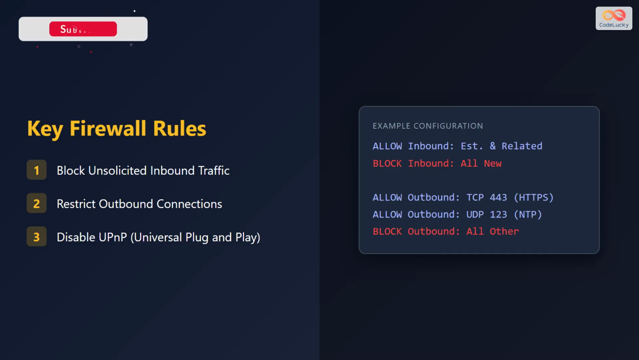To make a firewall effective for IoT, you need specific rules. You should block all unsolicited inbound traffic, meaning nothing from the internet can initiate a connection to your toaster or camera. You should also restrict outbound connections, so your devices can only talk to their specific manufacturer servers, and disable universal plug and play to prevent devices from opening ports automatically.